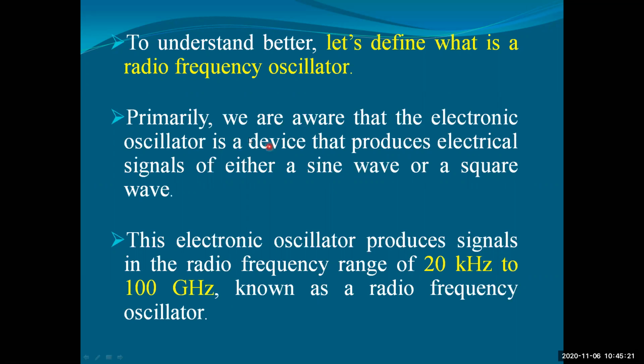We are aware that an electronic oscillator is a device that produces an electrical signal, either a sine wave or a square wave. An electronic oscillator produces signals in the range of very high frequency without an input signal. You already studied oscillators in analog electronics. The electronic oscillator produces signals in the range of 20 kilohertz to 100 gigahertz. By using an electronic oscillator, it is possible to generate very high frequencies, called radio frequency.